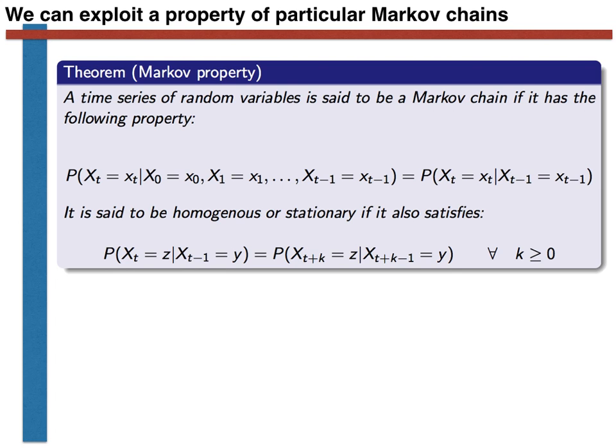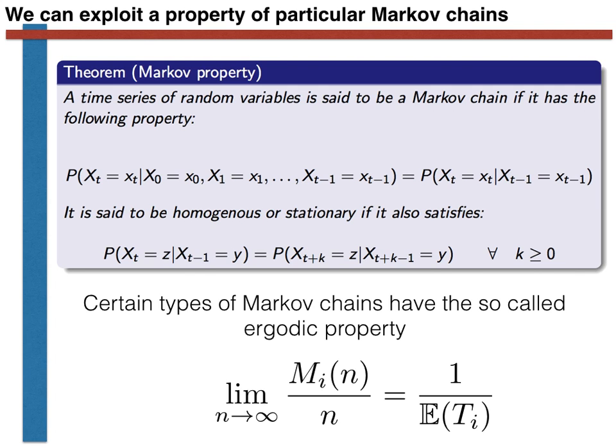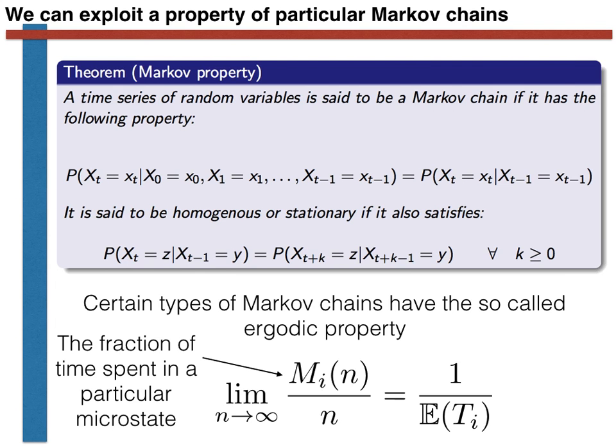Best of all, though, for the purposes of the Monte Carlo algorithm, certain types of Markov chain have the so-called ergodic property. This property is given in the equation at the bottom of this slide. In this expression, n is the number of microstates that we have generated in our Markov chain, and mi of n is the number of times we have visited the ith microstate. Consequently, the quantity in the limit on the left-hand side of this equation is the fraction of time spent in the ith microstate. The quantity on the right is dealt with in more detail in this video. For the time being, though, all you need to know is that this is a constant.